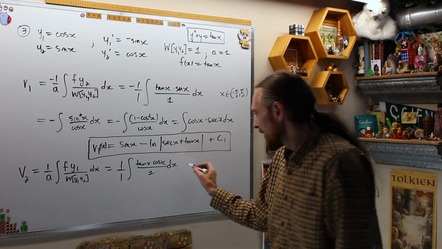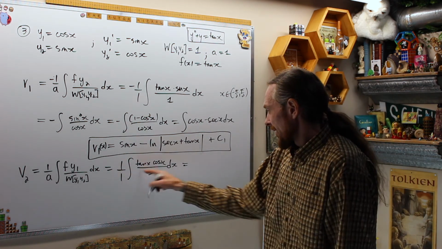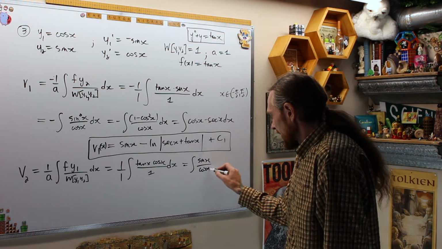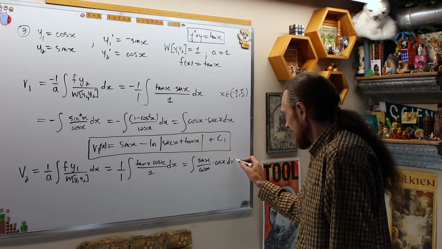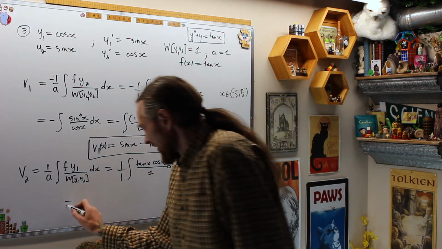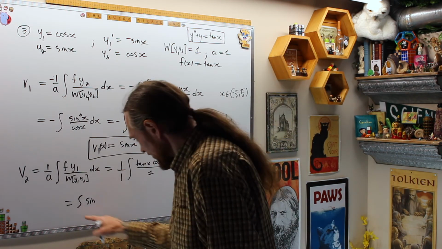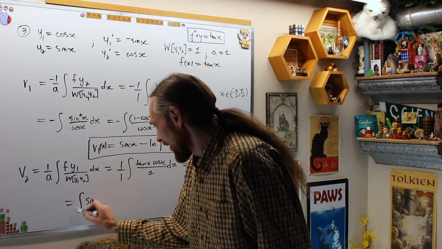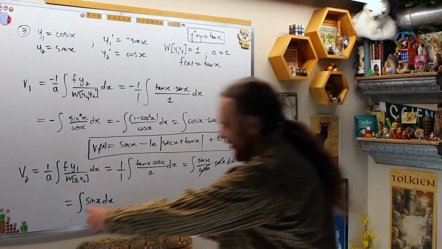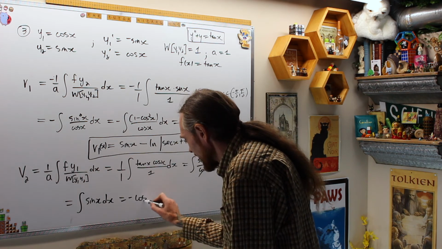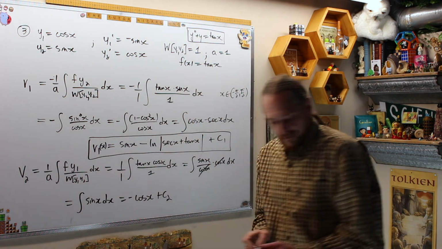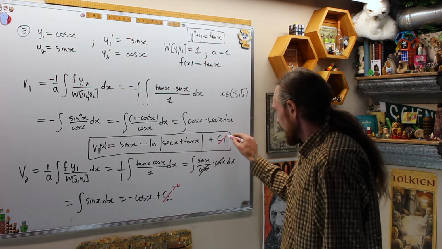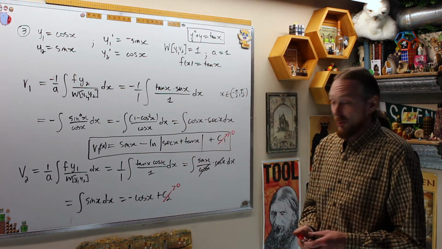Then I'm going to integrate this. V2 is going to be, this time, the integral of sine x over cos x times cos x dx. Cancel, cancel. This is the integral of sine x dx, which is what? Negative cos x plus c2. For simplicity, because we have this family, I'm going to let this guy equal 0 and this guy equals 0.